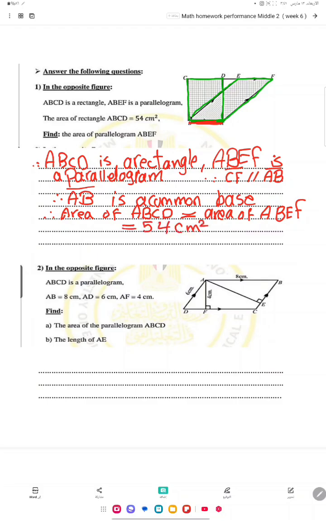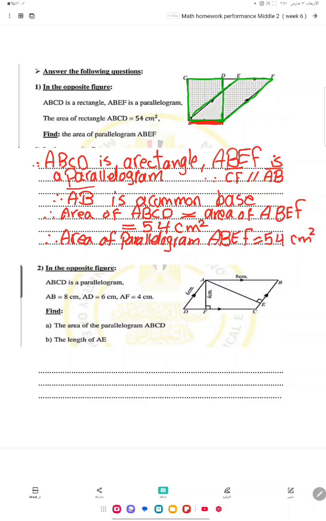Okay, again we have a rectangle and parallelogram. Both of them lie between two parallel straight lines with a common base. They are equal in area. So when the area of the rectangle equals 54, so also the area of the parallelogram equals 54. Parallelogram ABEF equals 54 centimeter power 2.